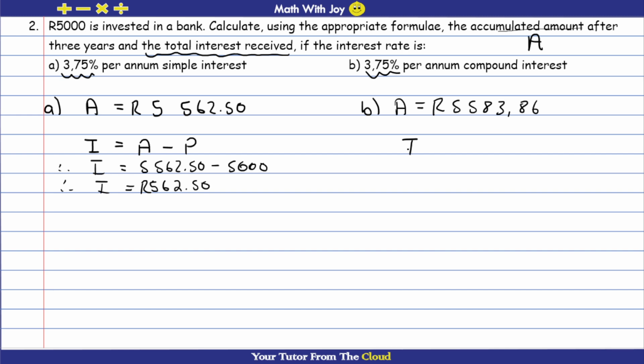I will do the same thing this side. I write down the formula to calculate the interest. Then I say the interest in our situation will be 5,583.86 minus 5,000. And you say that I is going to be, in rands, 583.86. And this is how you would work out your interest.